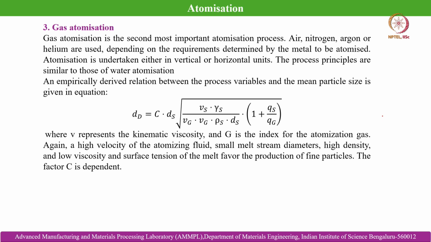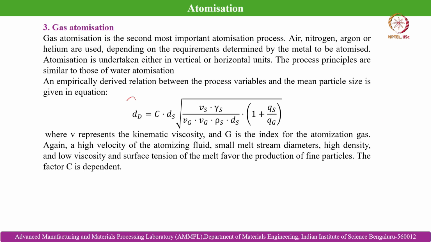So, satisfying the criteria, we can use the appropriate gases, and atomization is undertaken either in vertical or horizontal units. The process principles are similar to those of water atomization as told before, and there is an empirically derived relationship between the process variables and the mean particle size of the droplet, aka the powder particle, that we can determine from here.